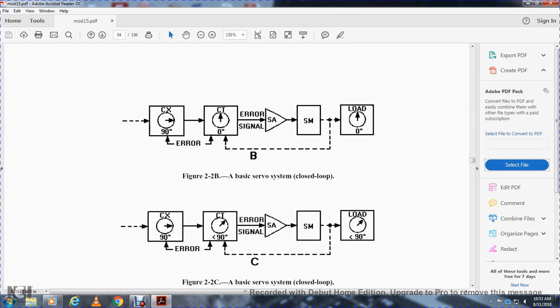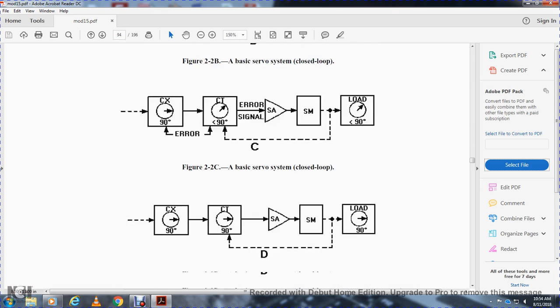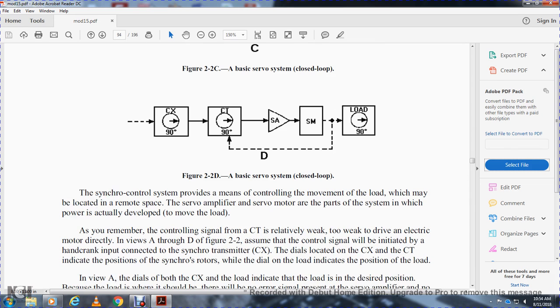Basic servo system: control transmitter at 90 degrees, control transformer at less than 90 degrees, with the error signal to the servo amplifier and servo motor, to the load at less than 90 degrees, and back to the control transformer. Then control transmitter at 90 degrees, control transformer, zero signal, servo amplifier, servo motor, load at 90 degrees.